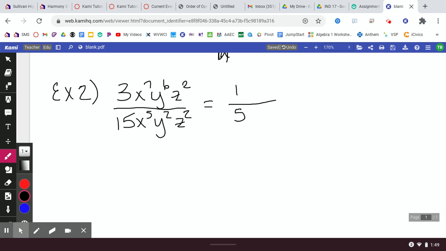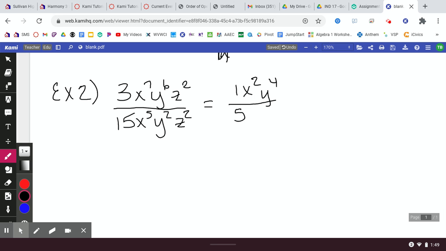Where do I have more x's? Top. How many more do I have? So x squared is what's left over, right? 7 minus 5 is 2. Where do I have more y's? Top. How many more do I have? 4, because 6 minus 2 is 4.